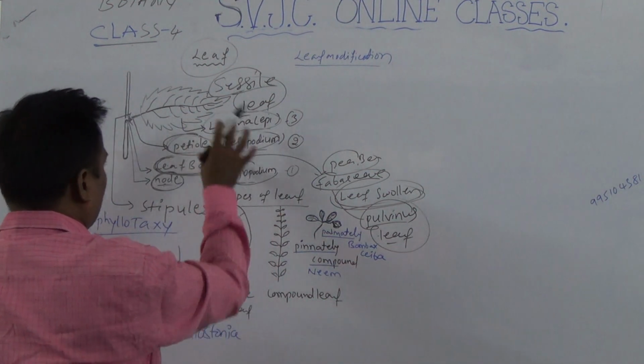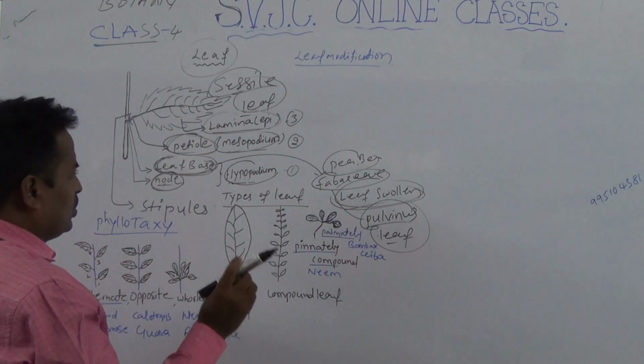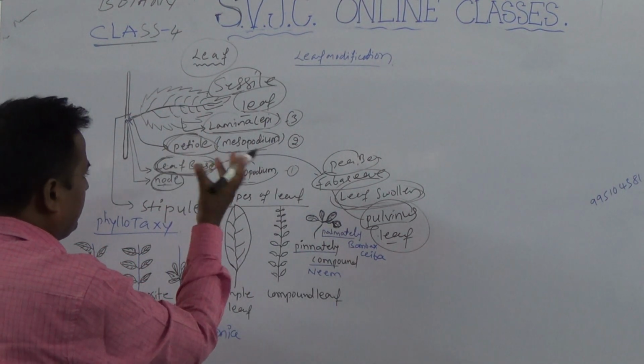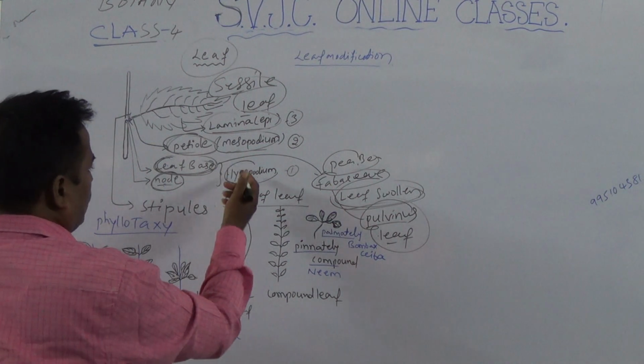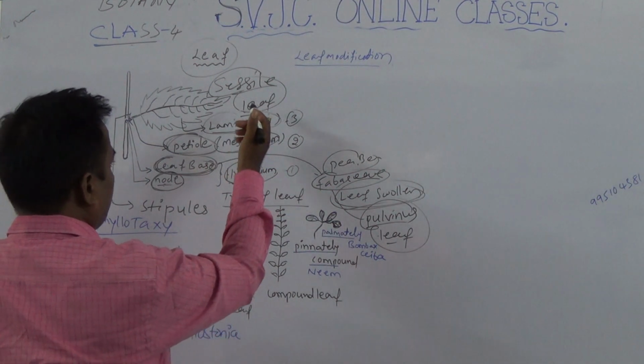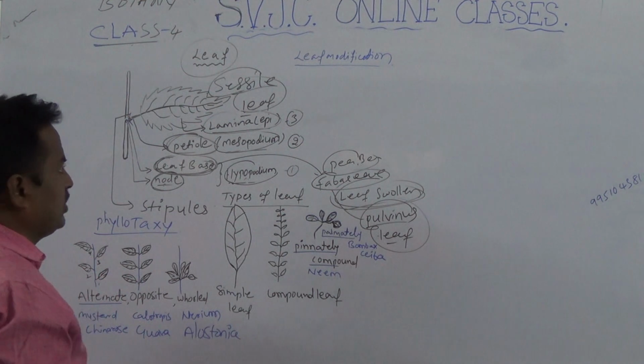So those are parts of leaves. Not so important, but maybe there is a chance. So hypopodium, mesopodium, and epipodium are the parts of the leaf.